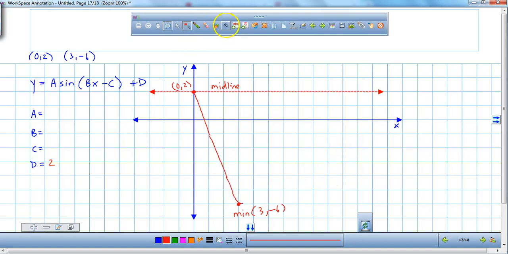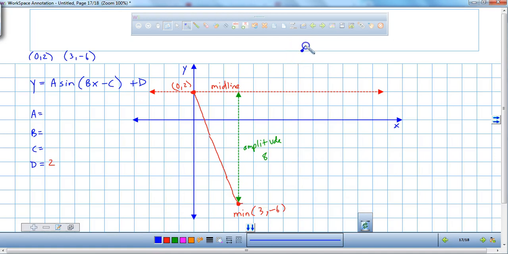Alright? So we're going to figure out from here to here, from the midline to the minimum. That distance is what we call the amplitude. So our amplitude is from here going straight down. From 2 to -6, we are going to say our amplitude is 8.